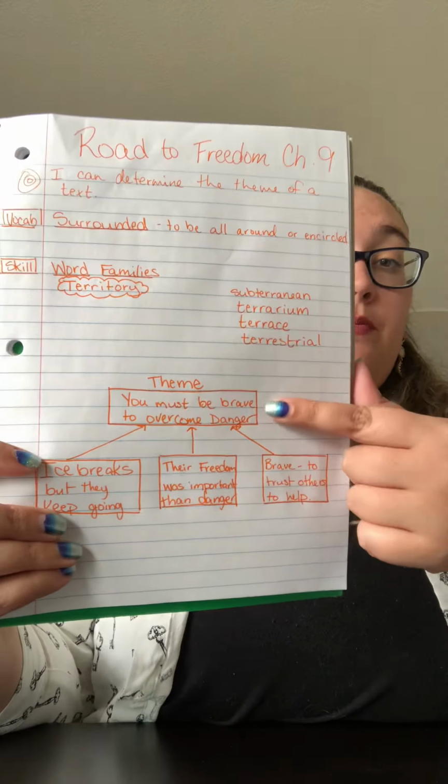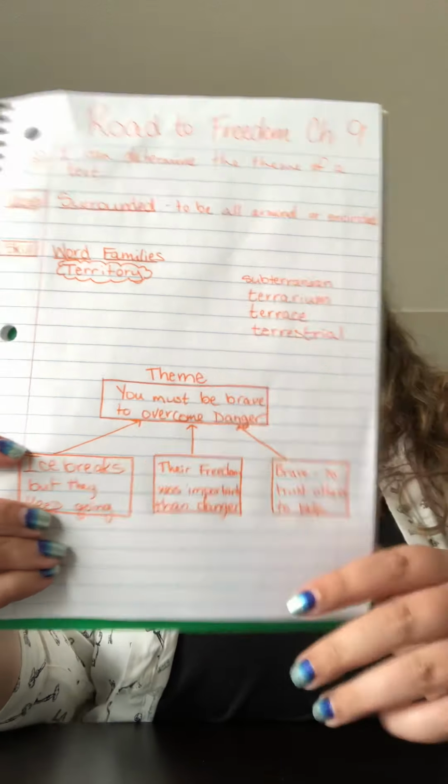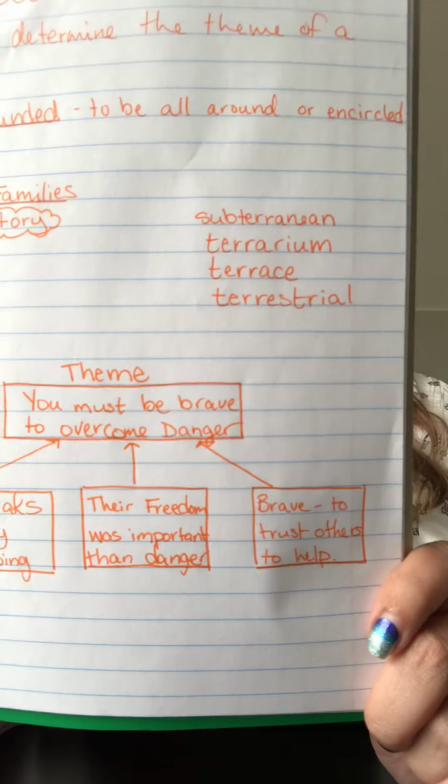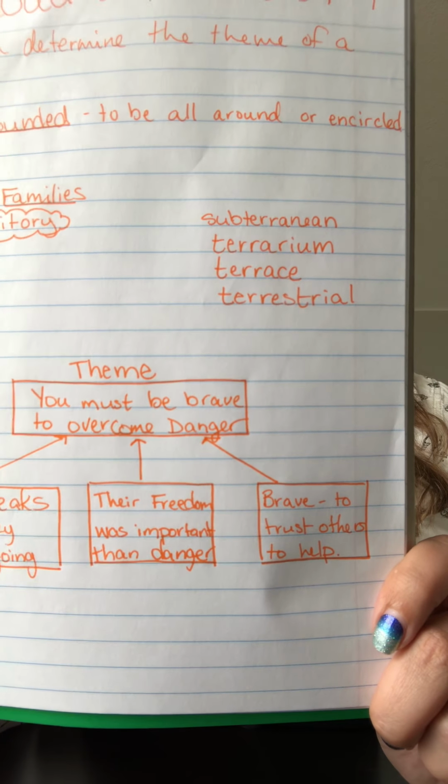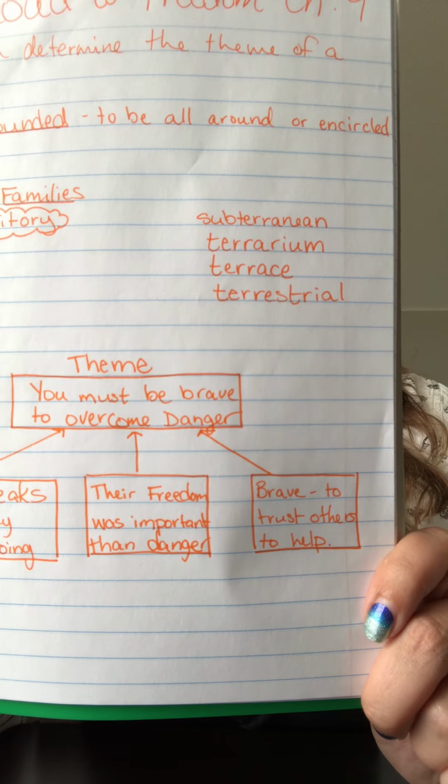Okay, and the last part of being brave to overcome that danger was that they had to be brave in trusting people. So they had to be brave to trust others to help. Okay, so that's my last one. So you can see I have my theme, and then down below I have 3 key details to support that theme. They go hand in hand with bravery and overcoming danger.